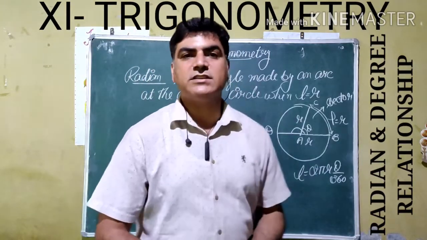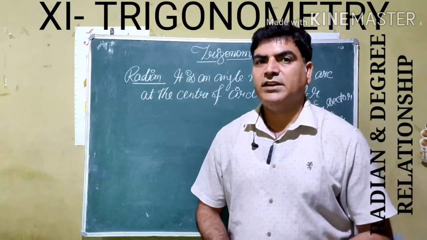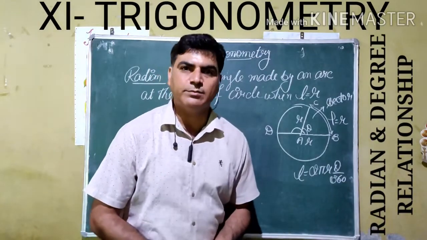Today we are going to discuss two types of angles. One of them is radian, the other is known as degree. Degree we have done in 10th class. Now we are going to discuss radian and the relation between them.